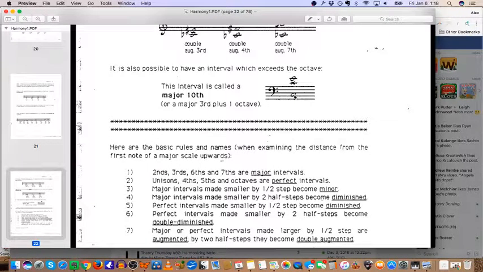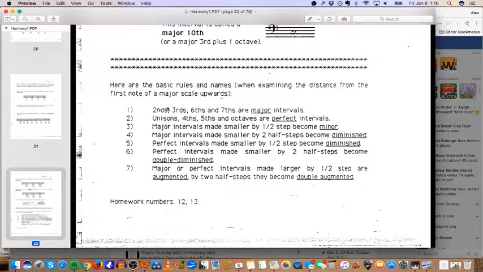So here you have C. This would be the next C up, and then a major third on top of that becomes a major tenth. Okay, so just a summary. Here are the basic rules and names when examining the distance from the first note of the major scale upwards.